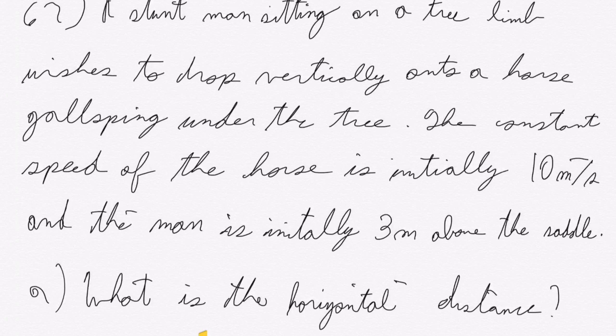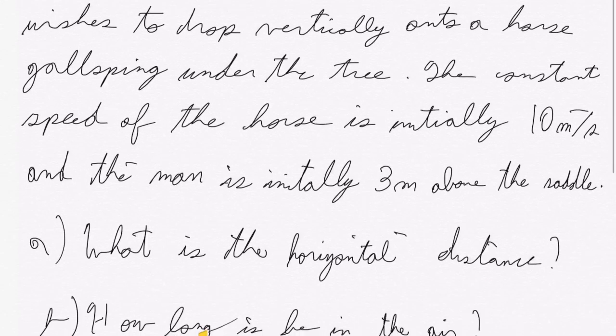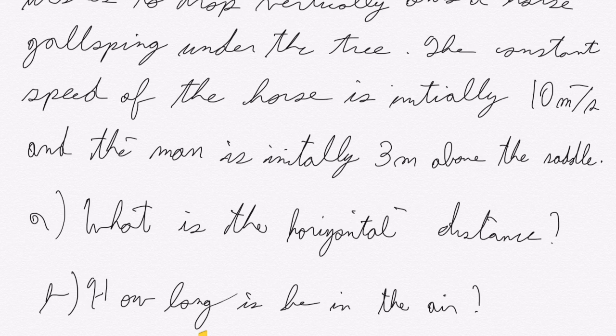So this is a two-part question. Question A asks us, what is the horizontal distance between the saddle and the limb when the man makes his move? So what does that mean? Well, that's basically telling us how far the horse is from the tree when the man jumps off so he can land on the horse. For that information, we're going to have to pick a kinematic equation.